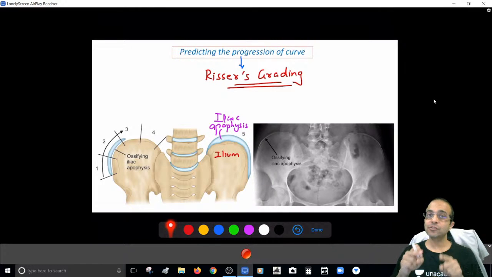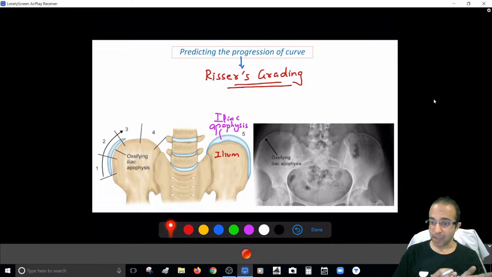So this is what tells you there will be no risk of progression, because when there is no growth, a curve cannot progress. Scoliosis is a developmental anomaly of the spine. So as you grow, it is going to progress. That is how Risser's grading helps you in predicting the risk of progression. You have to see how much of the iliac apophysis is fused with the ilium.